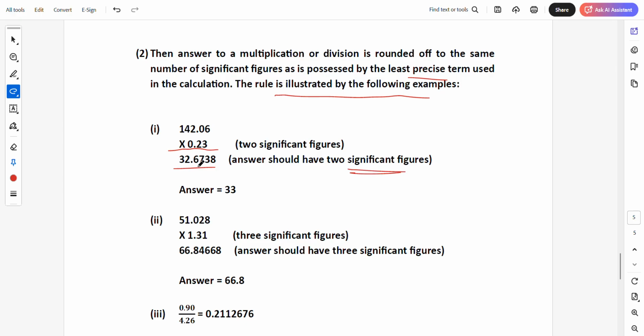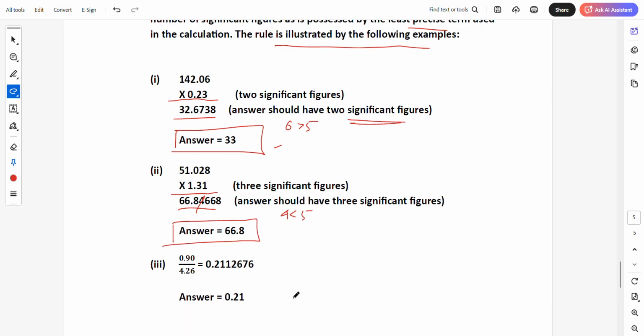2 significant figures means this 6. 6 is greater than 5. After rounding off, how much are you going to get? 33. Yes, that's the right answer. Now 51.028 into 1.31. Which is the least significant? Here 1, 2, 3, 4, 5, and here 1, 2, 3. This is the least significant number. Therefore, the answer should have 3 significant figures. 3 significant figures means 66.8. 4 is omitted. 4 is less than 5. Therefore, the previous number will be as it is, after rounding off, 66.8.